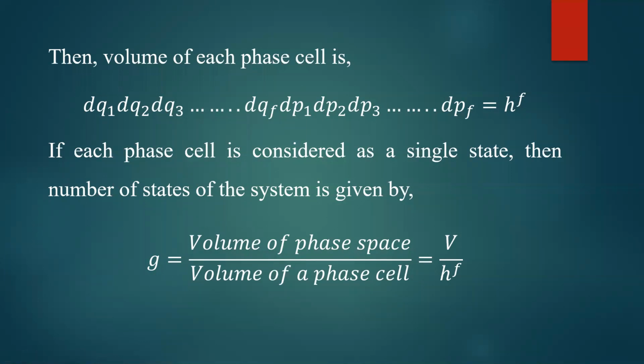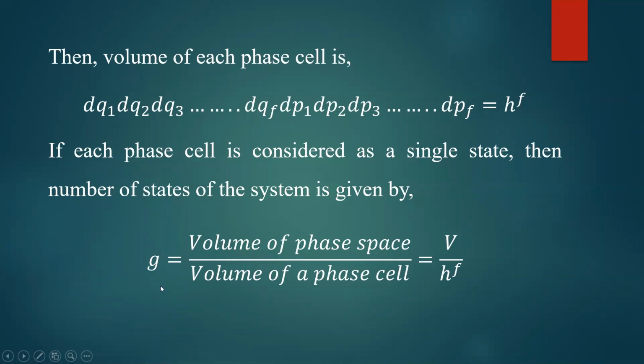So what do you mean by the number of states in the system? It is nothing but the total number of phase cells, because each phase cell represents one single state. So if you want to find the total number of cells, it will be the ratio of the volume of the total phase space divided by the volume of a single phase cell. Okay, so it is nothing but dividing the total volume by smaller volumes. So how many cells you can get, that is nothing but the number of states available.